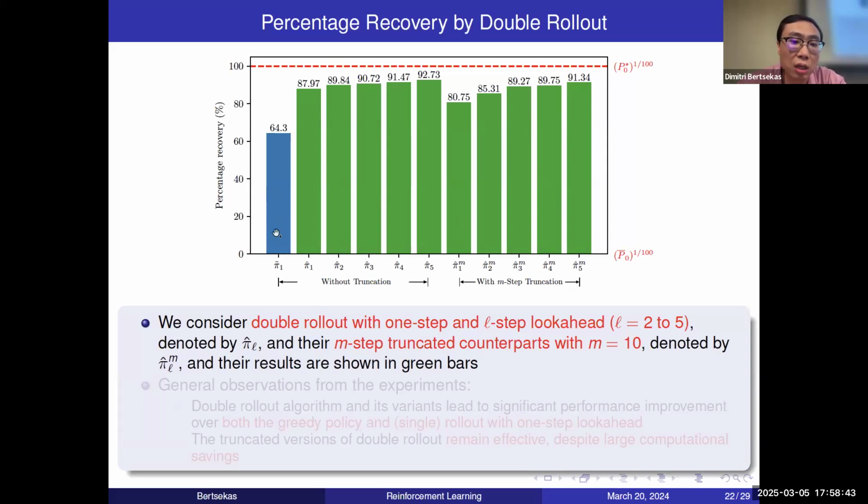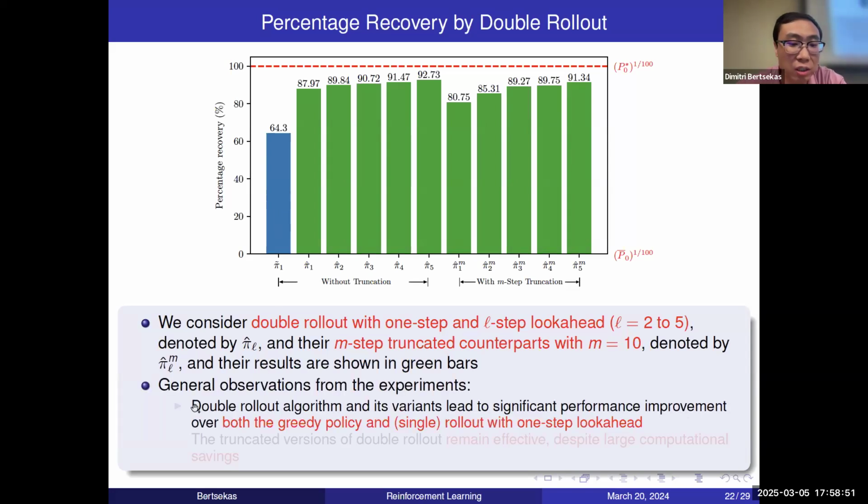Remember, this is the number of one step lookahead with not standard rollout, not double rollout. General observation: double rollout algorithm and its variants lead to significant performance improvement over both the greedy policy and the single rollout with one step lookahead. Similarly, the truncated version of double rollout remains effective despite large computational savings.